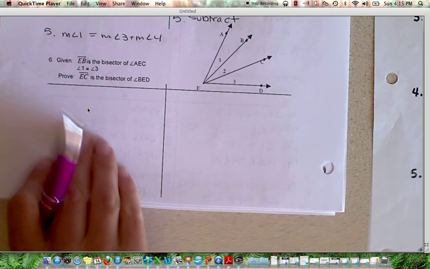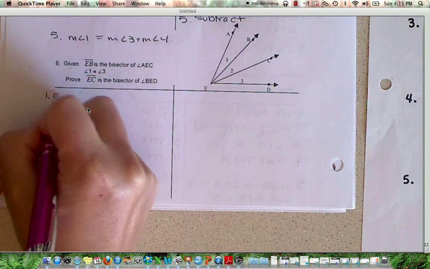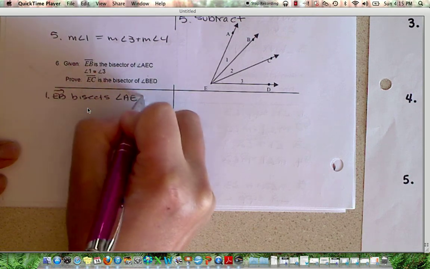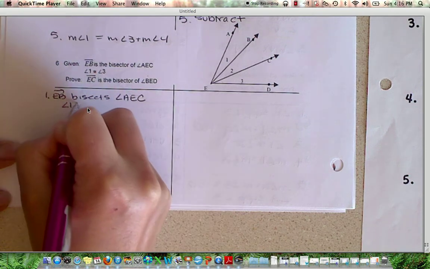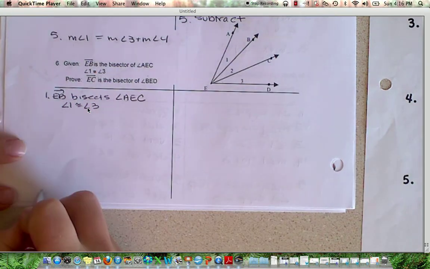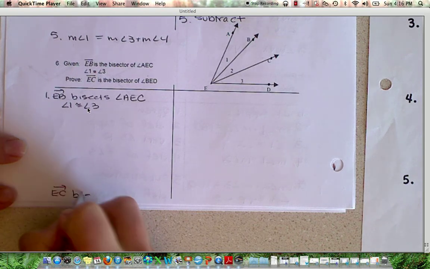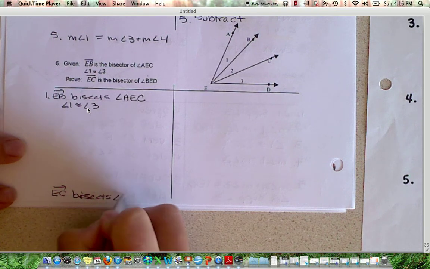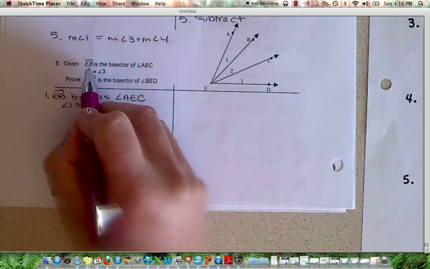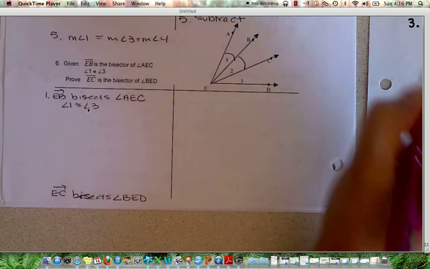We have a couple wordy statements. So as soon as we get our given in here, ray EB bisects angle AEC, and angle 1 is congruent to angle 3. We can work backwards and do our wordy statements. EC bisects angle BED. Now remember, we only mark the given in the picture. So if EB is the angle bisector of AEC, then these two should be congruent.